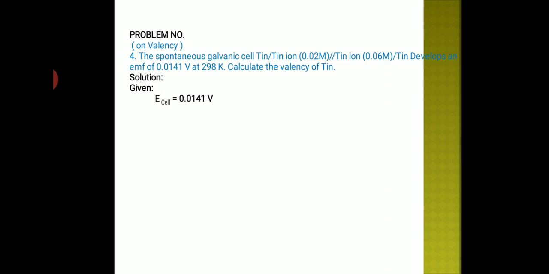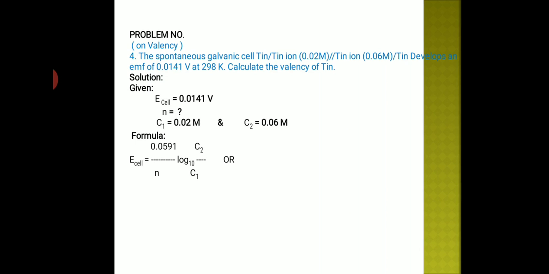Now the solution. First we need to identify the given things. E cell is directly given: E cell is equal to 0.0141 volts. N is what we are going to calculate. Then C1 and C2 are given in the cell representation itself: C1 is 0.02 mole and C2 is 0.06 moles. Next step is substitution in the formula. Before that, let us see which formula we are going to use. Here also we use the same formula, E cell is equal to 0.0591 upon n log to the base 10 of C2 upon C1.